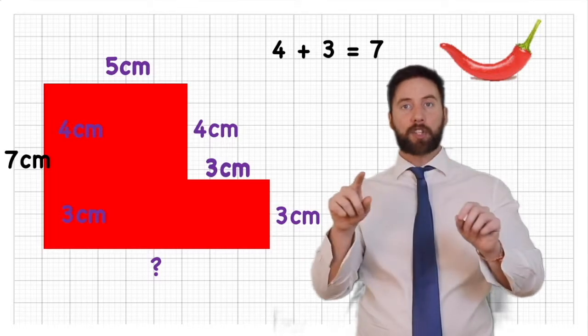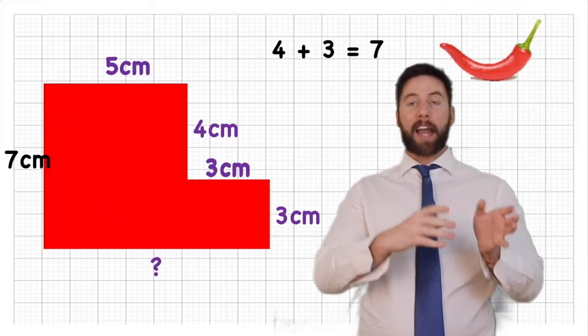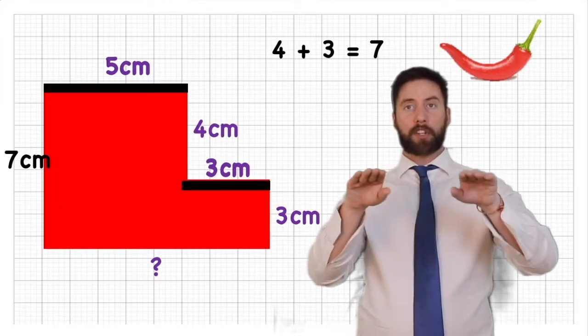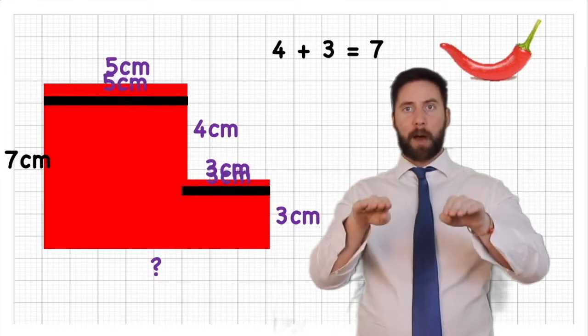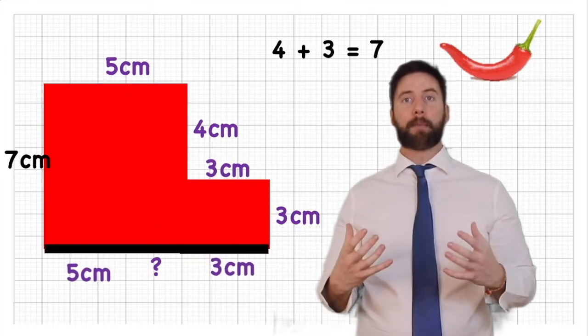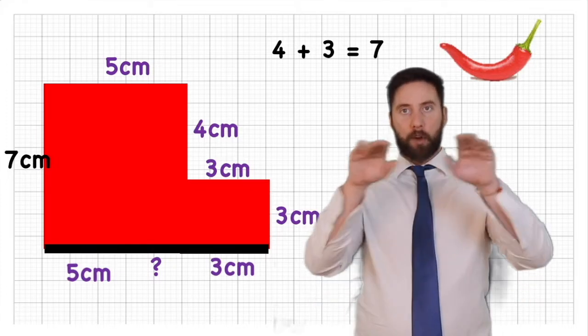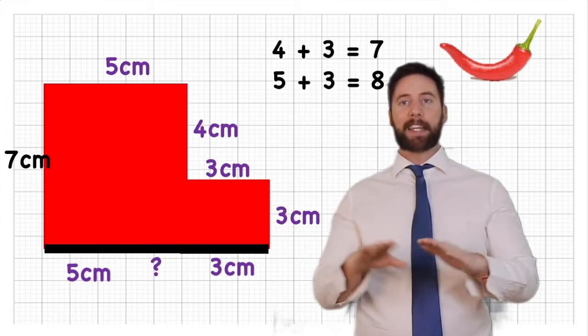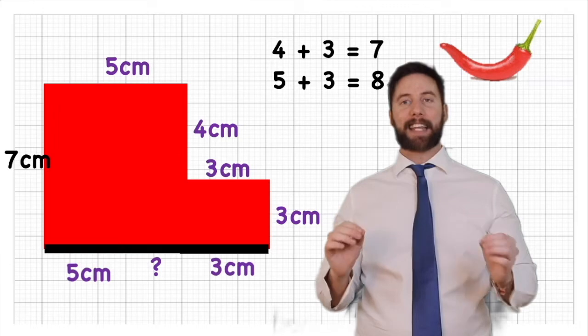Let's have a look at the horizontal. I've got a 5 and a 3. So on my horizontals I've got 5 and a 3. If I bring them down to my missing number, that missing number is going to be again the combination of those two numbers. 5 add 3 is 8, giving me a total of 8 centimetres.